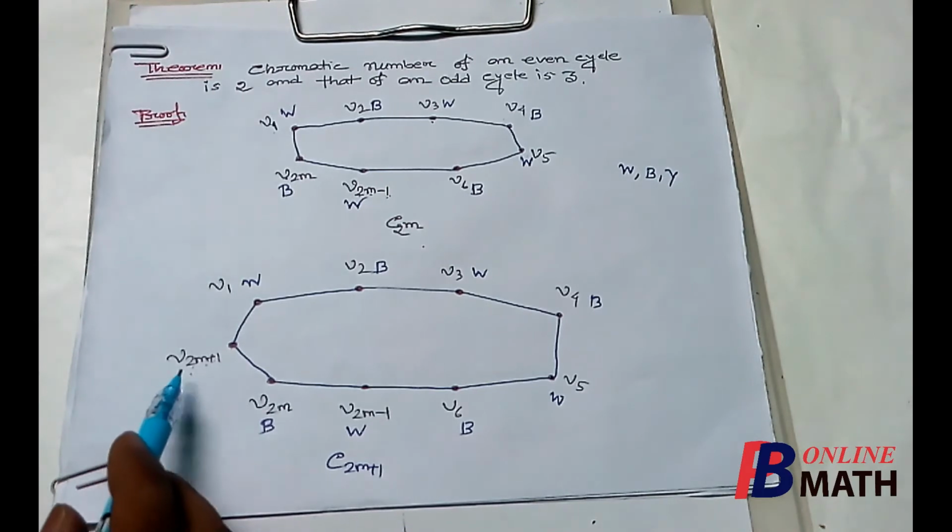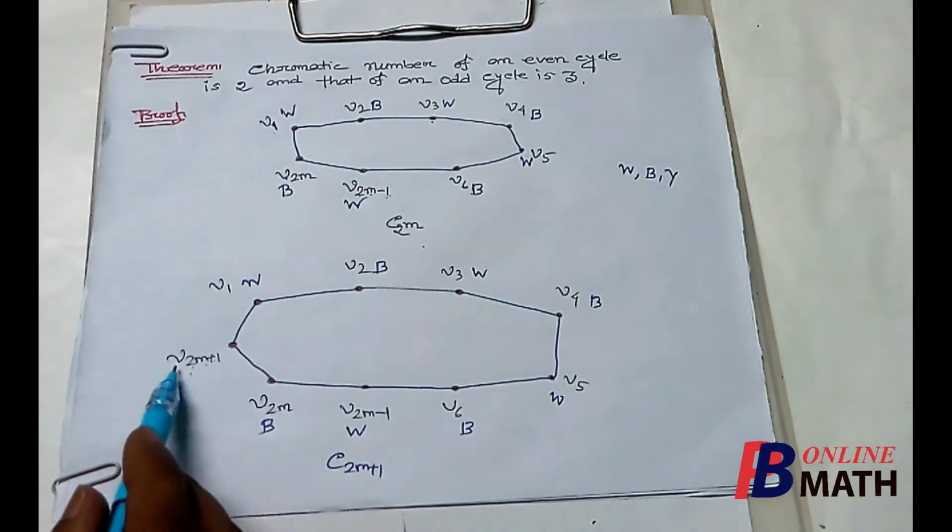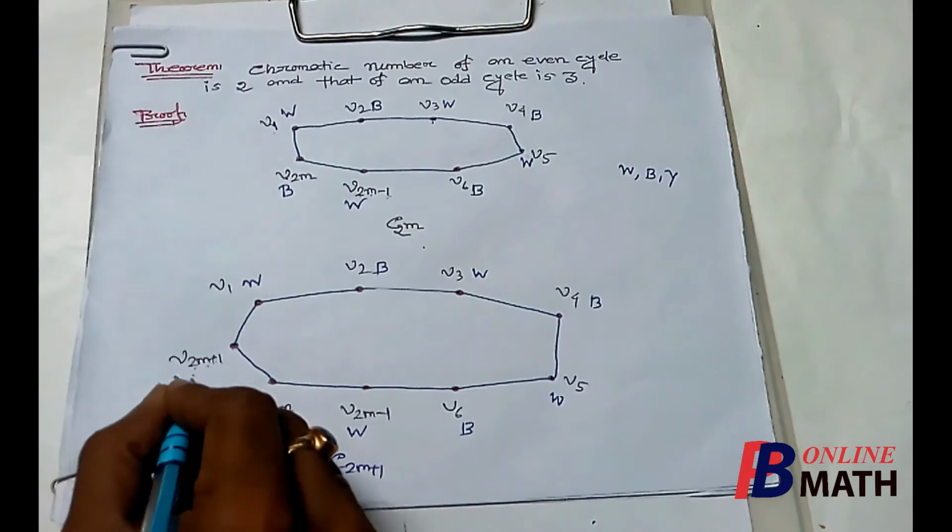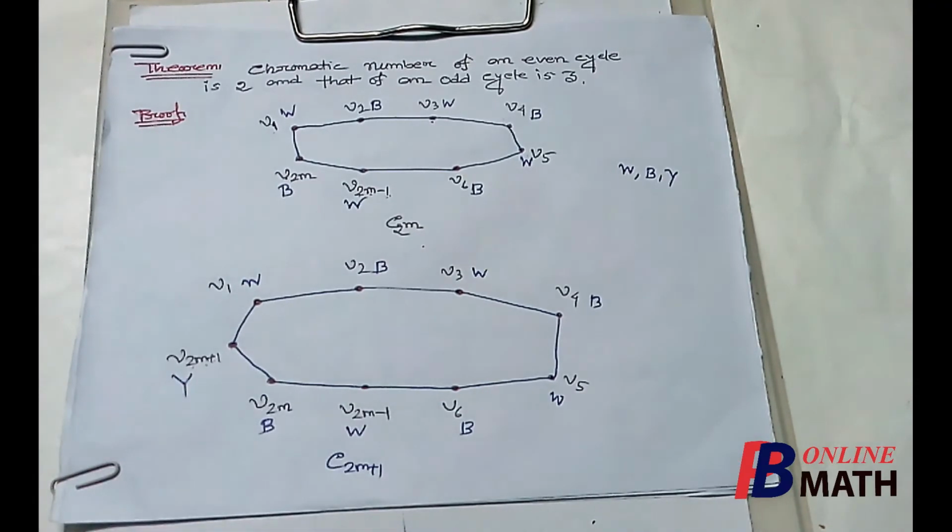So we have to assign a third color to the vertex v2m+1. Suppose we are assigning yellow color here. So now here we find that for an odd cycle we need 3 different colors. So this is the least number of colors required to color this odd cycle. So that means the chromatic number of an odd cycle is 3.